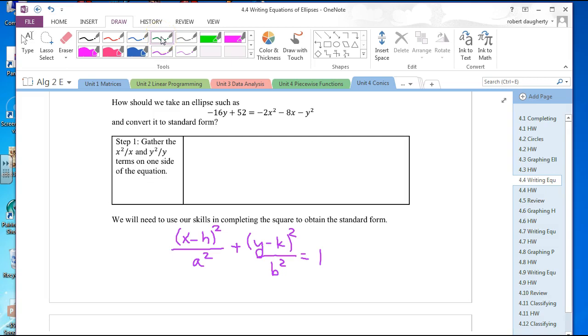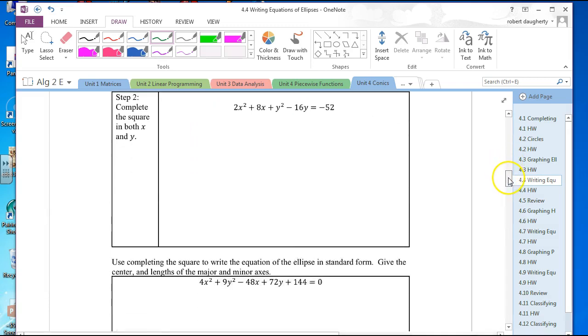So let's move everything to the left side here. So we're going to have 2x squared plus 8x plus y squared minus 16y plus 52 equals 0. So what I'm going to have to do is make that a perfect square and make that a perfect square. Okay. So let's move to the next page. We've got room to do that.